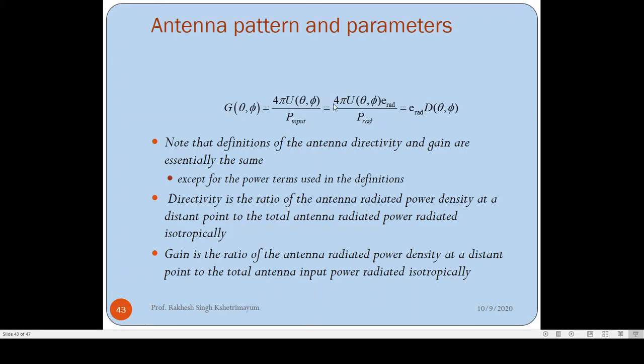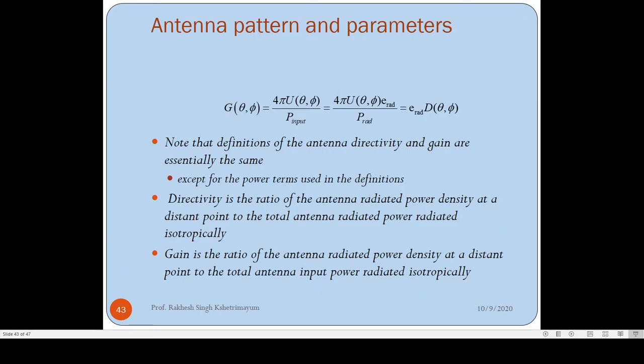So look at this term here. This term looks like the directivity of the antenna. So finally what you observe is that the gain of the antenna is efficiency times the directivity of the antenna. Here also, when I define the gain of the antenna, I am using 4 pi by power radiated. That is basically power radiated by 4 pi. Total power radiated by 4 pi is the average radiation intensity. That is the radiation intensity of an isotropic antenna.